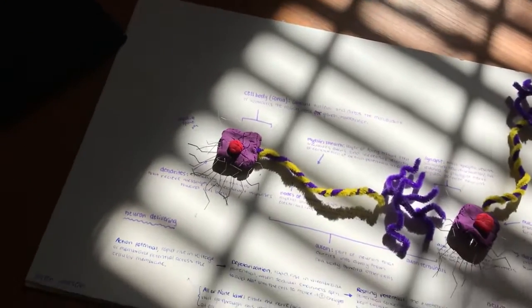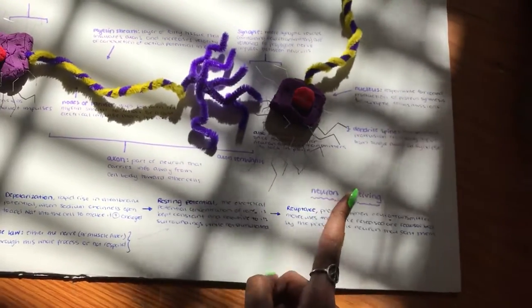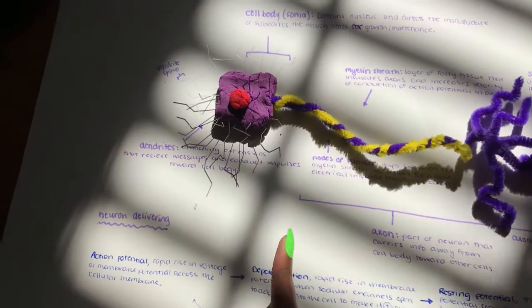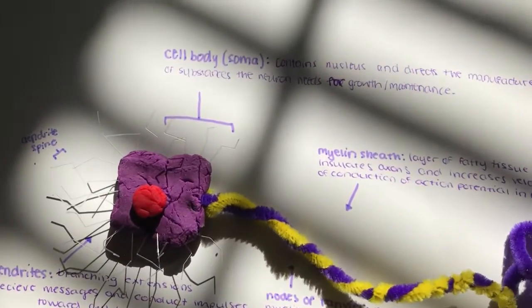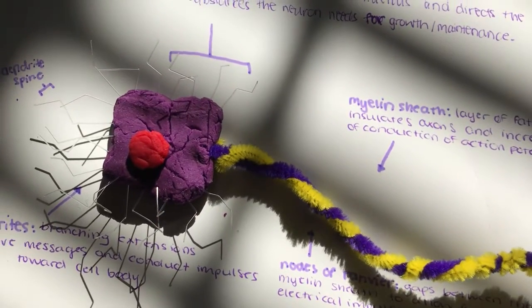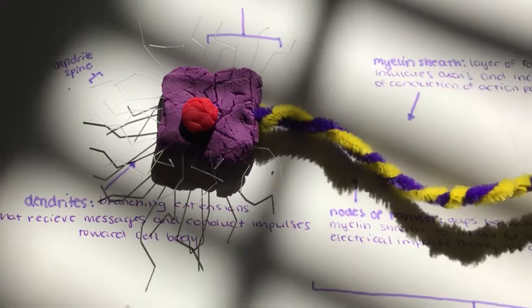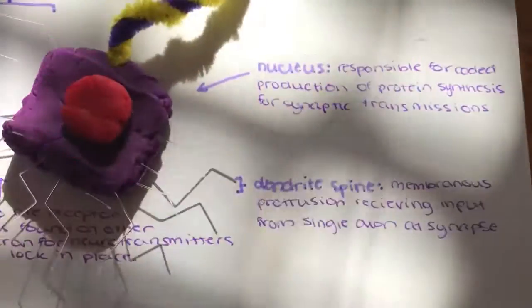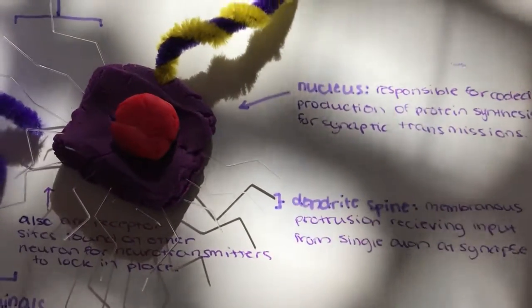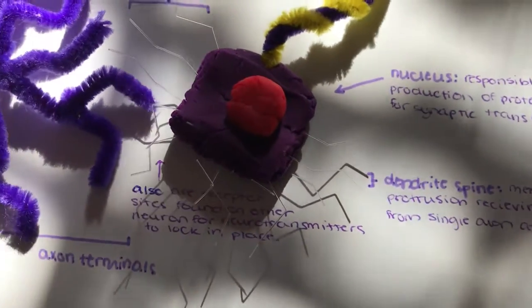This is the presynaptic neuron and postsynaptic neuron. This one's responsible for receiving the message, and this one's responsible for sending the message. So we have this cell body, also called the soma, and it contains the nucleus and directs the substances the neuron needs for growth and maintenance. And then we also have the nucleus, which is responsible for the production of protein for synthesis and synaptic transmissions.